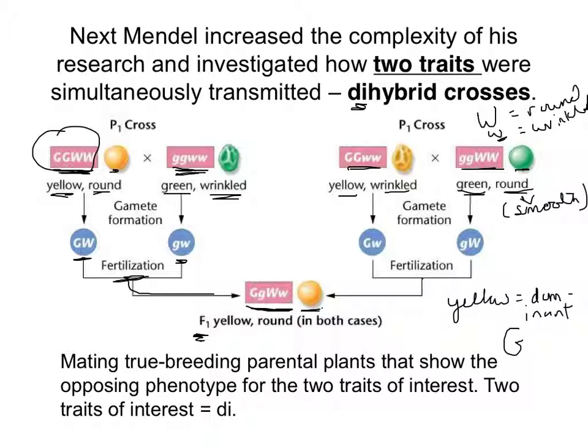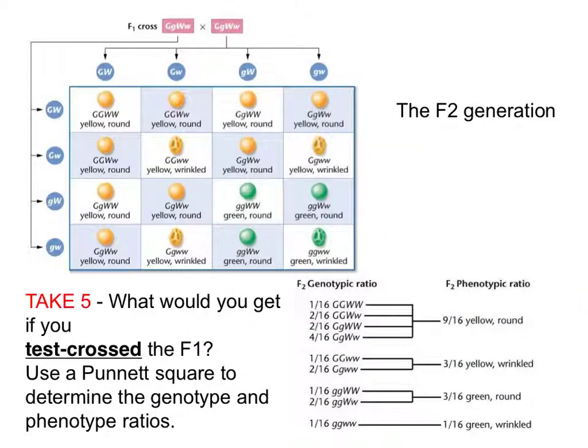And the same thing is happening over here. So when you mate true breeding parental plants that show the opposing phenotype for the two traits of interest, and you've got two traits of interest, we call that a dihybrid cross. All right, Mendel continued to use the same sorts of experiments. So he allowed the F1 generation, which are shown up here, he allowed them to self.